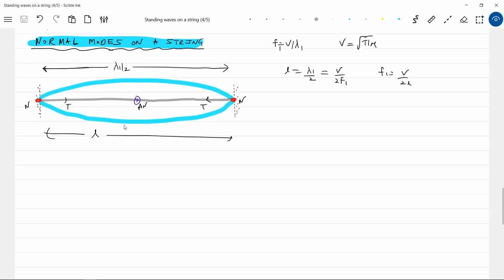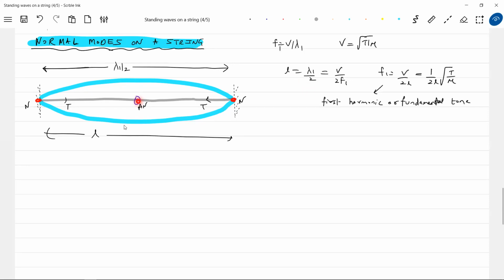So what is v? v is the square root of T by mu. So further this will be 2L. This is called the first resonance, or the first harmonic, or also called the fundamental tone. The length of the rope remains the same as it is, L equals lambda by 2.